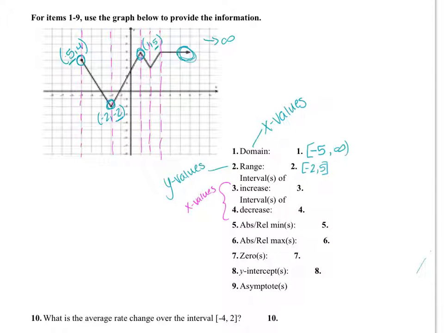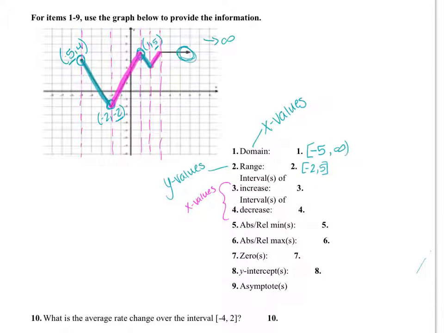And so we're going to highlight where it's increasing. If you think about, again, you read from left to right, and if you think about an ant, where is that ant climbing uphill? It's climbing uphill here and here. Where is it going downhill? Here and here. So we're going to break this up and write our intervals of increase and decrease.